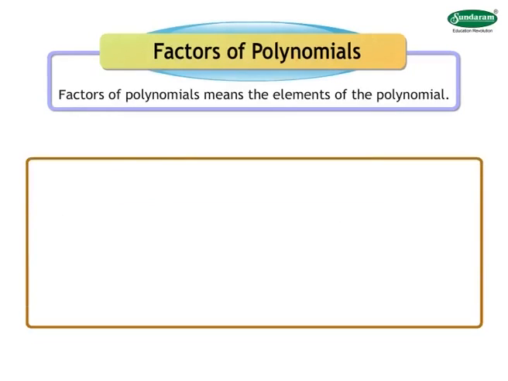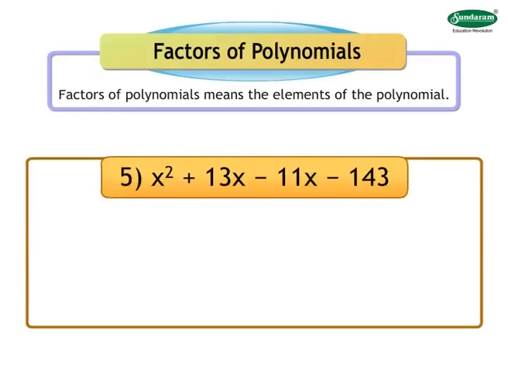5. x square plus 13x minus 11x minus 143. For the first and the second term, x square plus 13x, taking plus x common, we get plus x into x plus 13. For the third and the fourth term, minus 11x minus 143, taking minus 11 common, we get minus 11 into x plus 13.